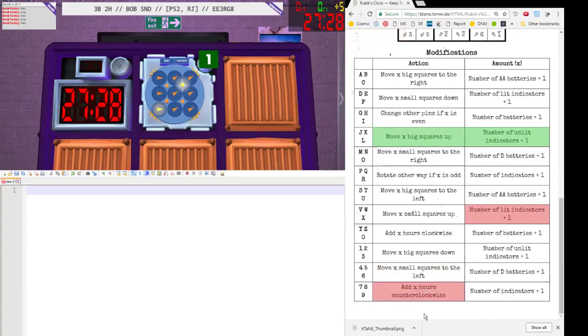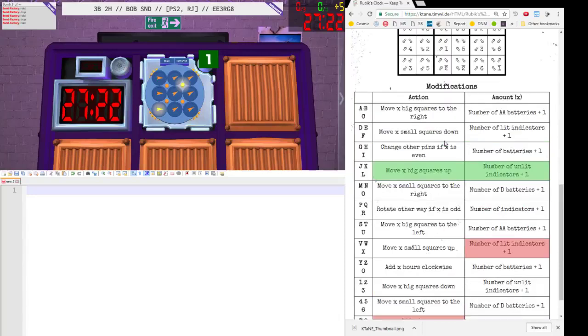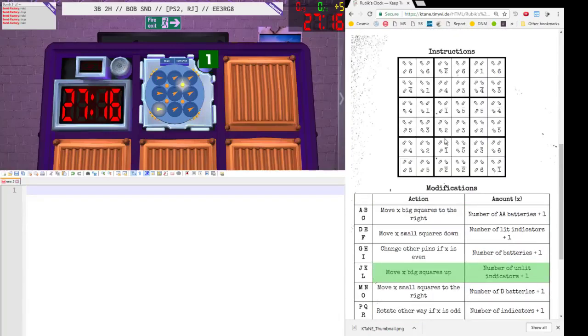The red one is an add hours counterclockwise. We're not worrying about that, so we can skip that. Move big squares up. Unlit indicators +1. We have 2 unlit indicators. +1 is 3. Moving 3 big squares nullifies. We're going to stay put. Where are we? Bottom left, top right. So we need to do bottom left, bottom right. Spin the bottom right.